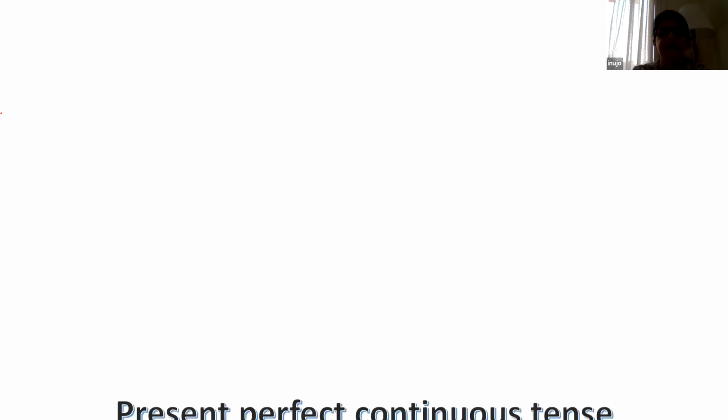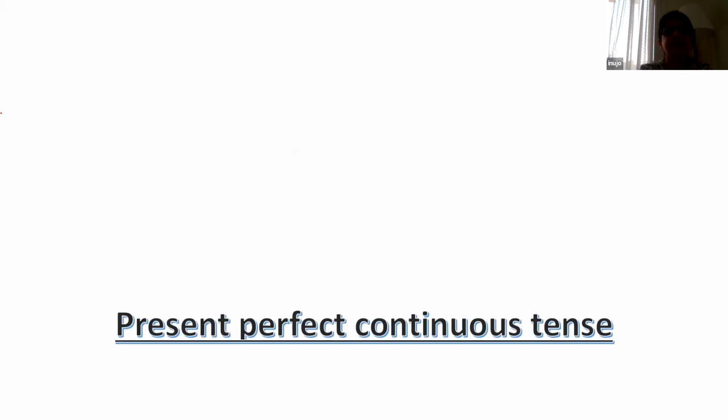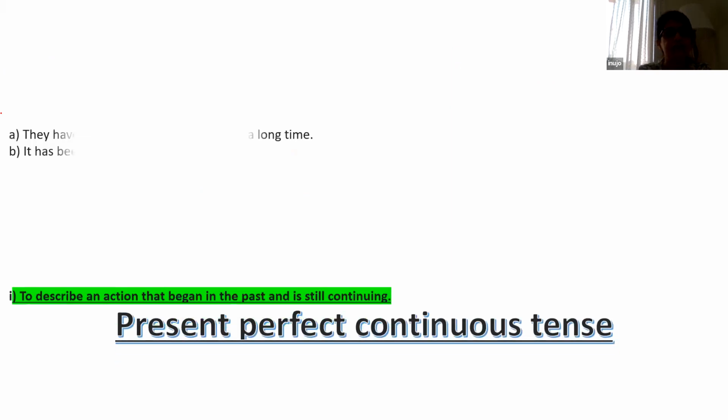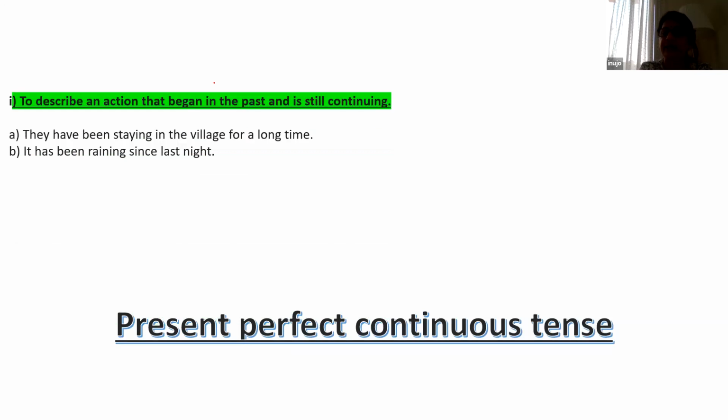Now let's do present perfect continuous tense. Now what is present perfect continuous tense? When do you use that, children? To describe an action that began in the past and is still continuing.